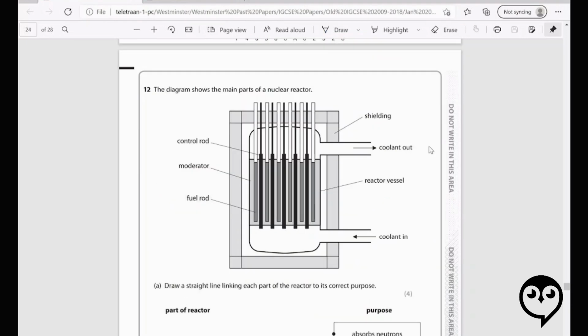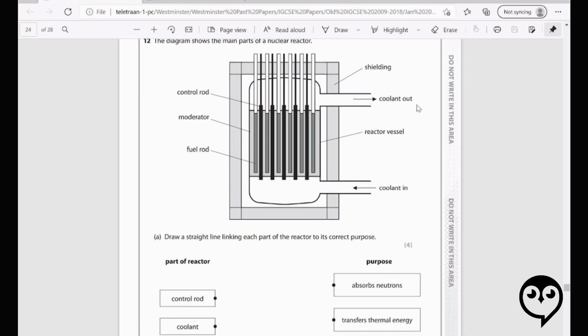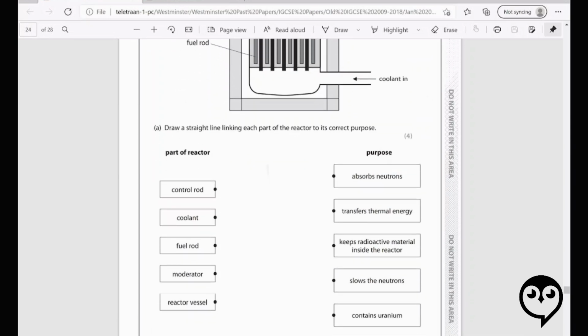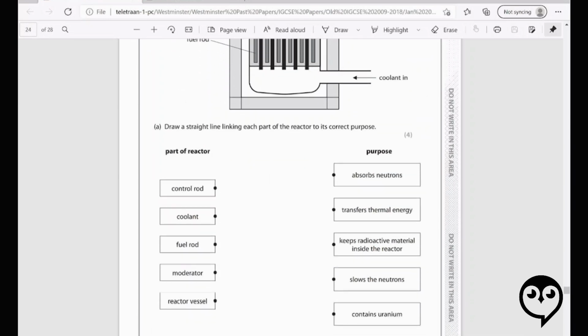I've got a question 12 here as well, and they love this diagram. You're going to see it everywhere. It's just another matching question, isn't it? Okay, so what absorbs neutrons? That's going to be the control rod. What slows down the neutrons is the moderator.